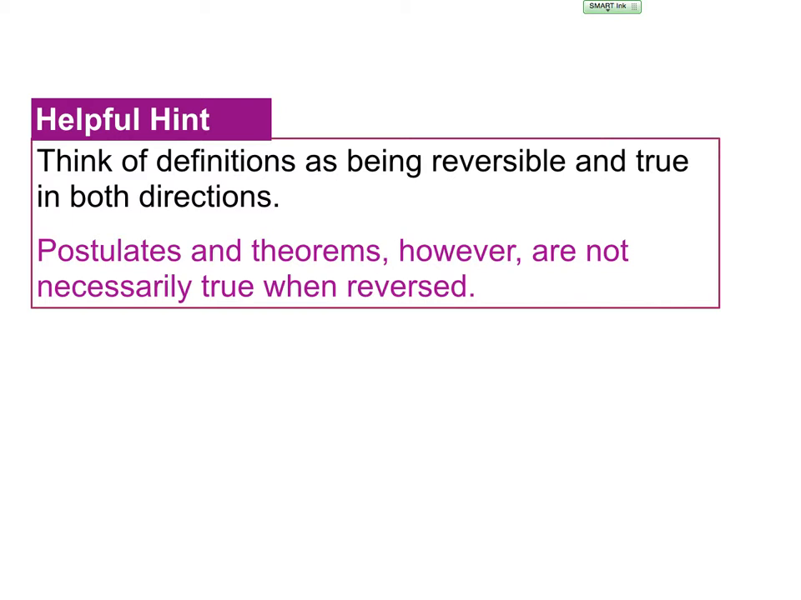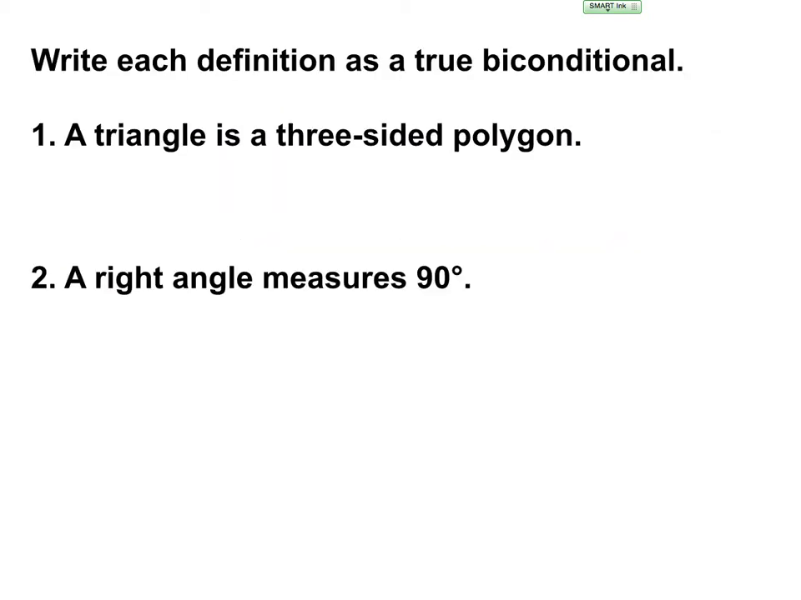Okay, so definitions are reversible. They're true in both directions. When we get to postulates and theorems, you can't automatically reverse a postulate and theorem. It's not always going to be true going in the reverse order. But definitions are that way. So let's try that triangle definition. We'll do this screen with your assigned partner and then the next one by yourself. So with your partner, come up with the definition of each of these as a true biconditional.